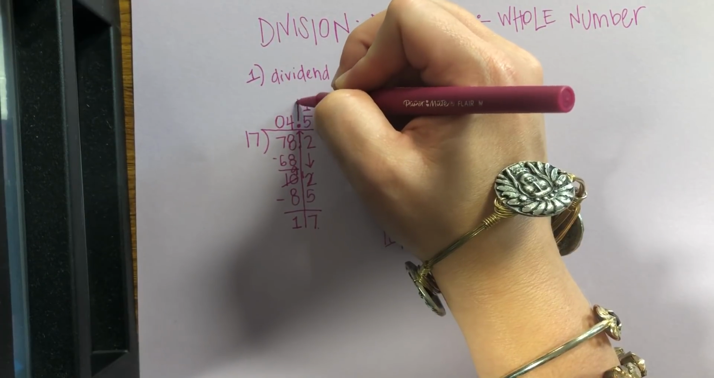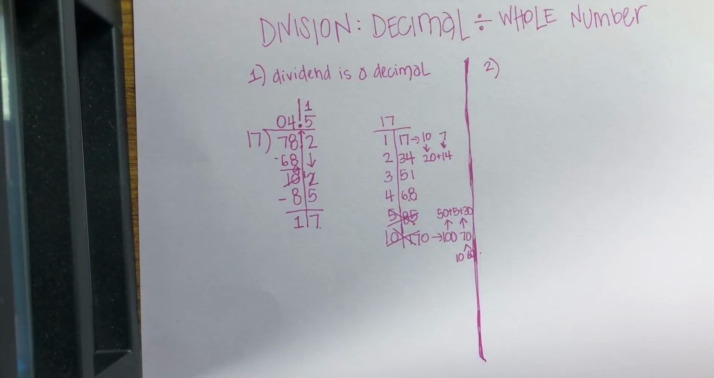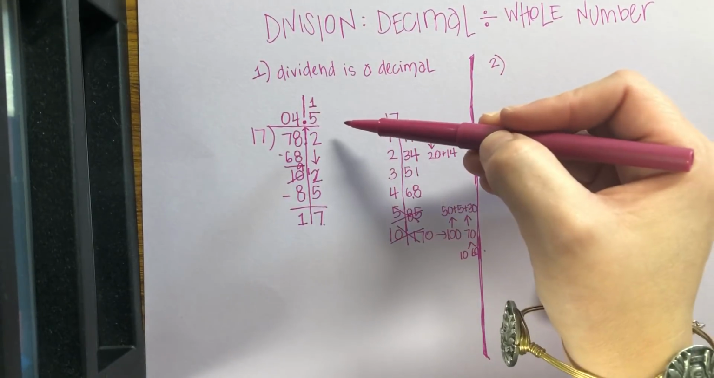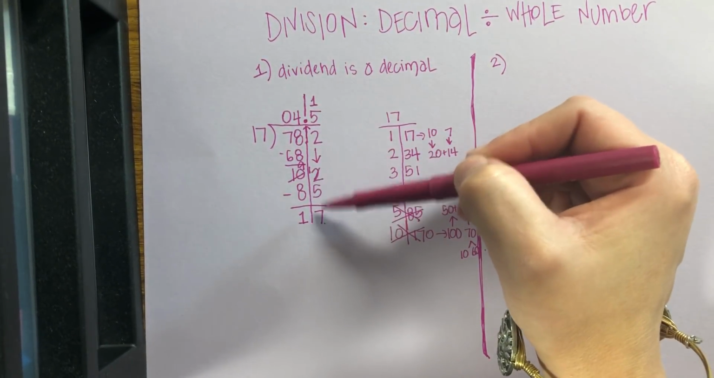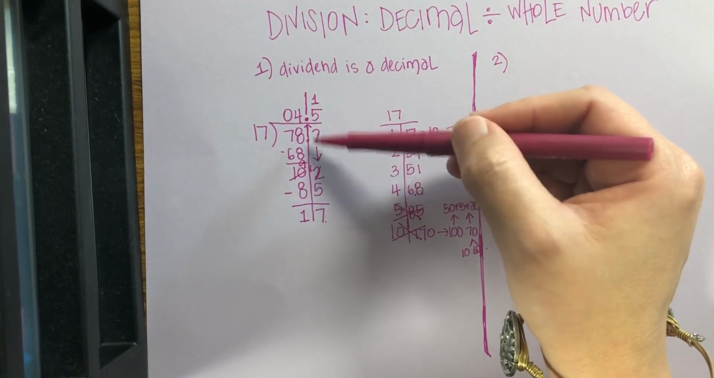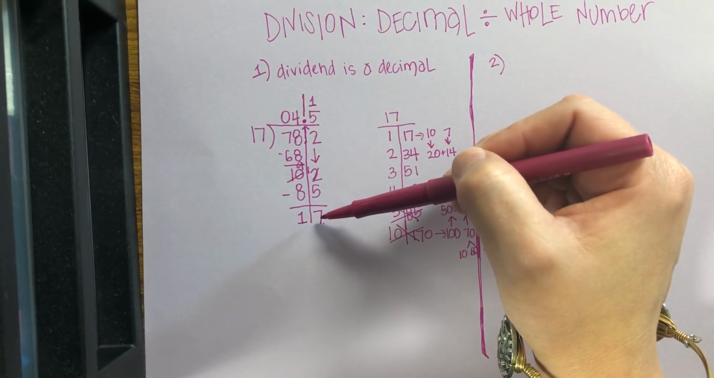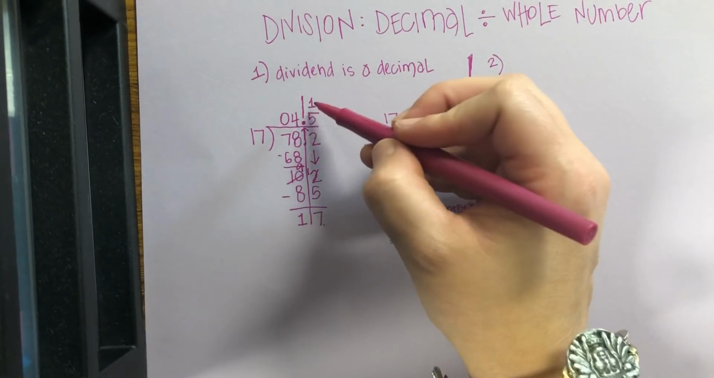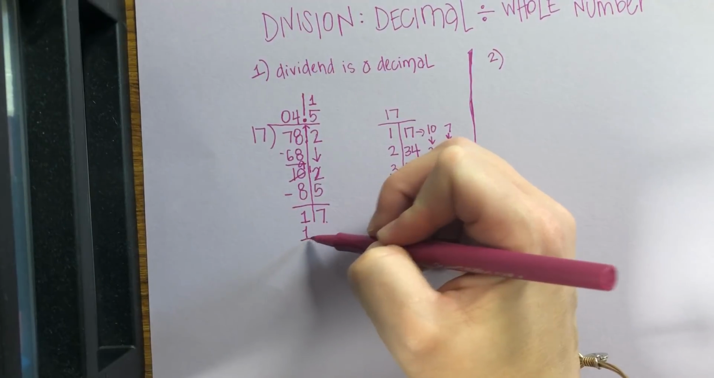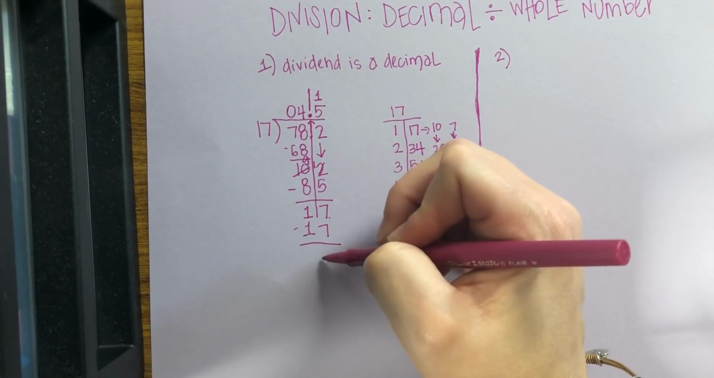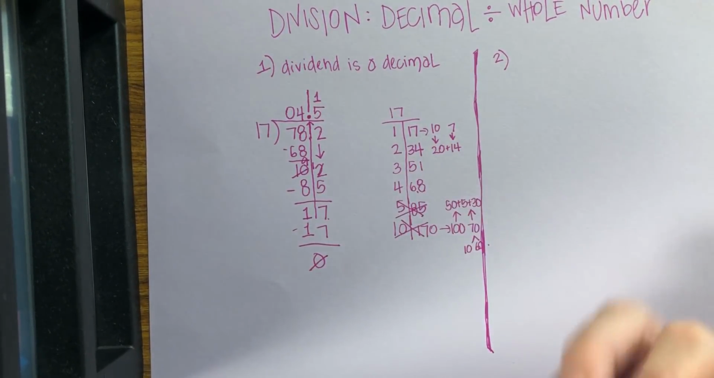If you need to keep it separated, draw a little line right here. You can't move to the next place until you've brought down. I'm still using those tenths that I started with. So if I put one more tenth in every group, I subtract 17 and I've used everything.